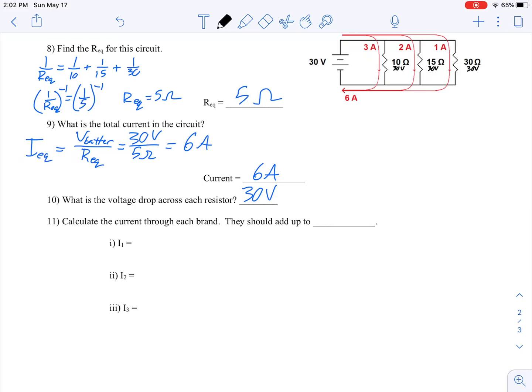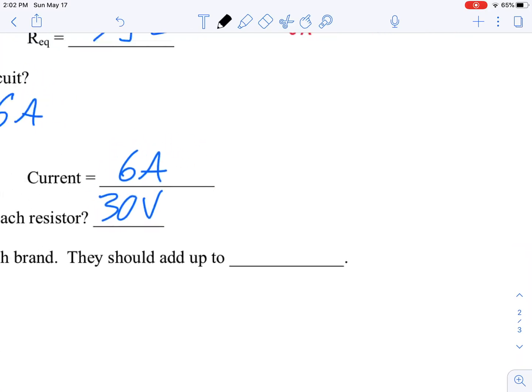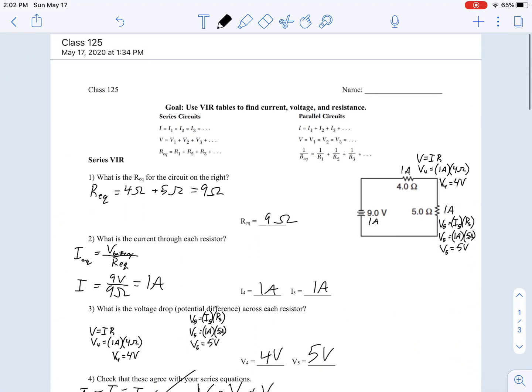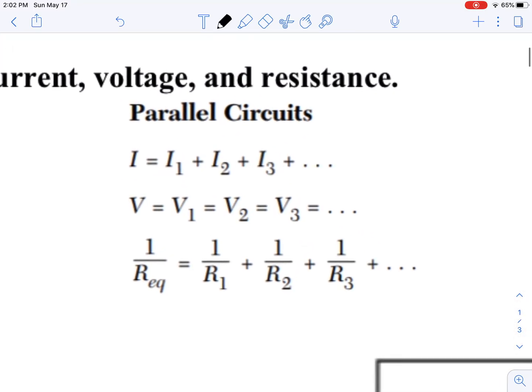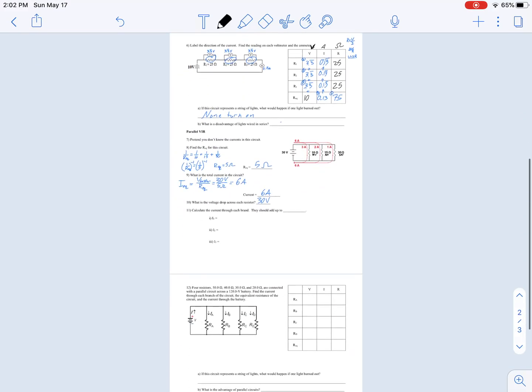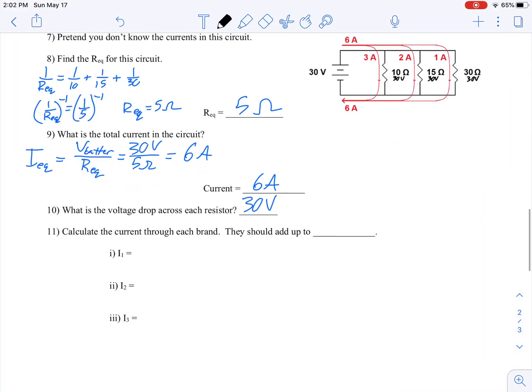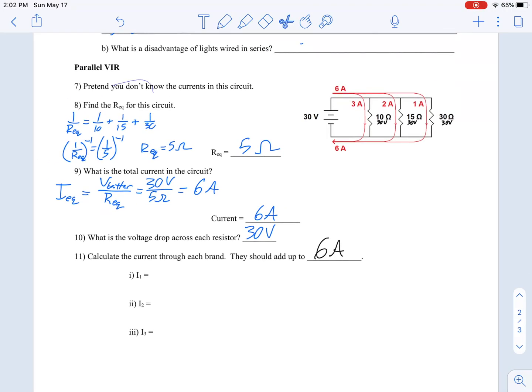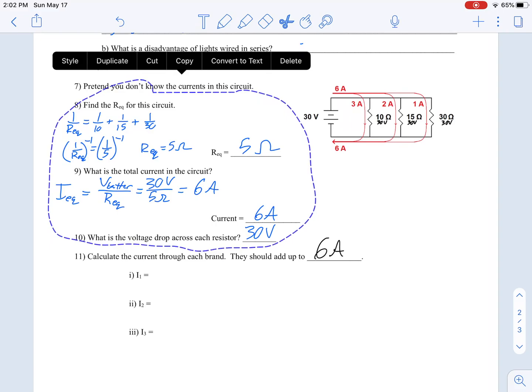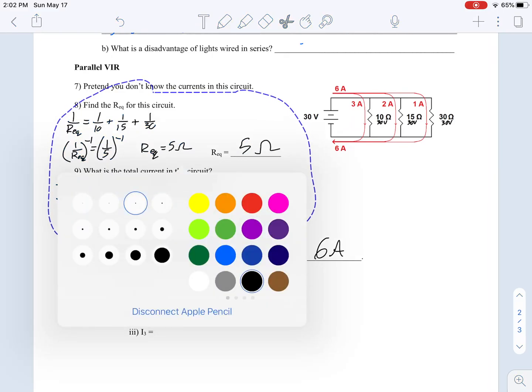Calculate the current through each branch. Remember, in parallel the currents add up to the total current. So our total current is 6, so they should all add up. Yes, I know we have the values here. Just for color coordinating, I'm going to make this black. I know we have the values here, but just pretend you don't know it for a minute and see if you can do it on your own.